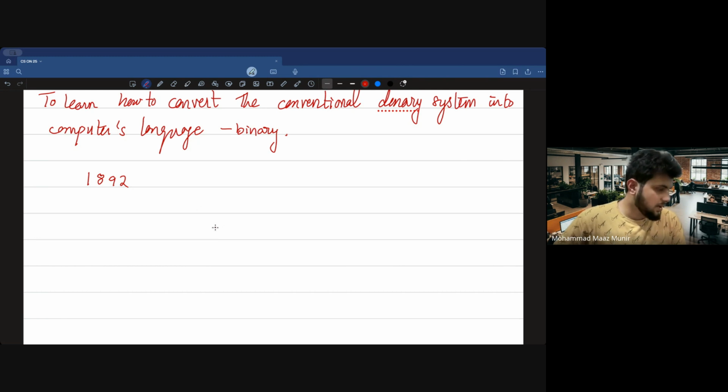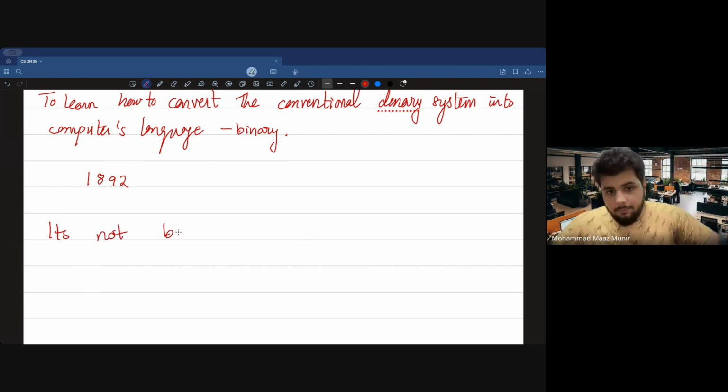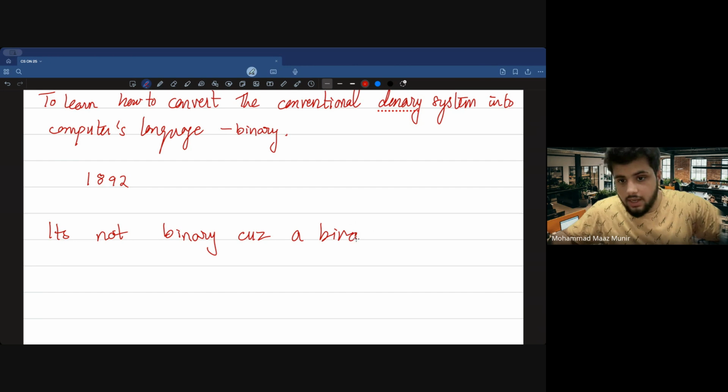Denary, good. Anyone else? Okay. And I also want to ask, why is it not binary? Okay, yes, I'm coming to that. Let me explain this. It's not binary because a binary number can only have zeros and ones.